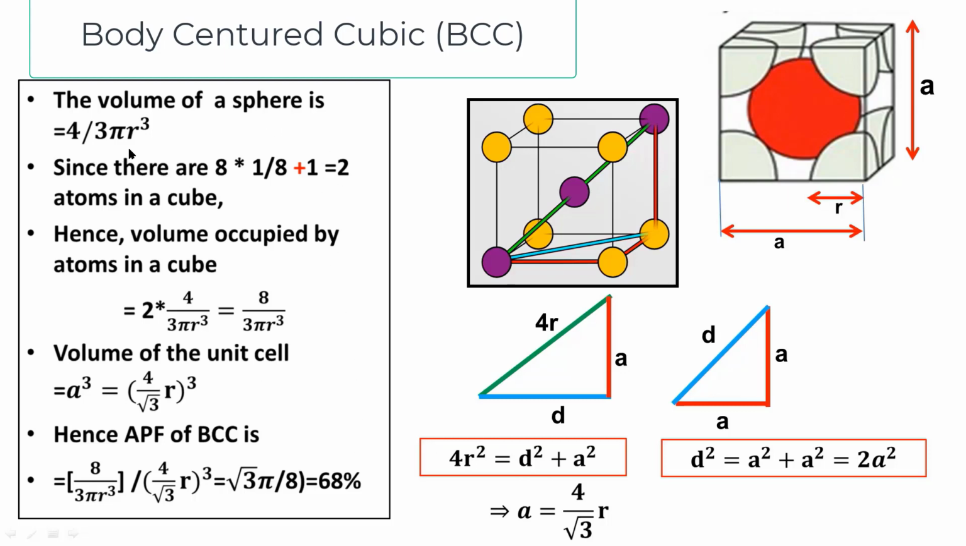The volume of a sphere is 4 by 3 pi r cube as discussed. Since there are 8 into 1 by 8 corner atoms plus 1, that is the body-centered atom, the total number of atoms will be only 2 in the cube.